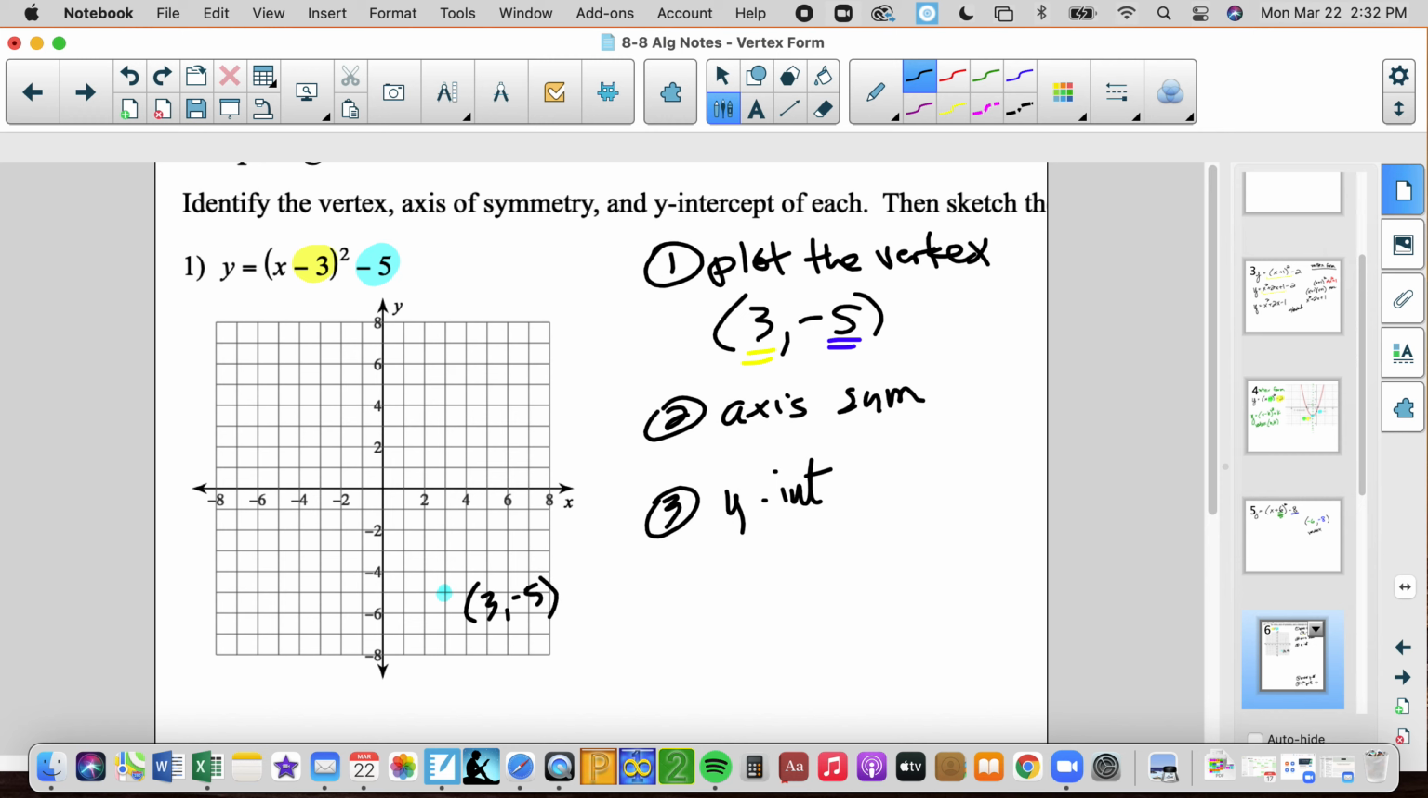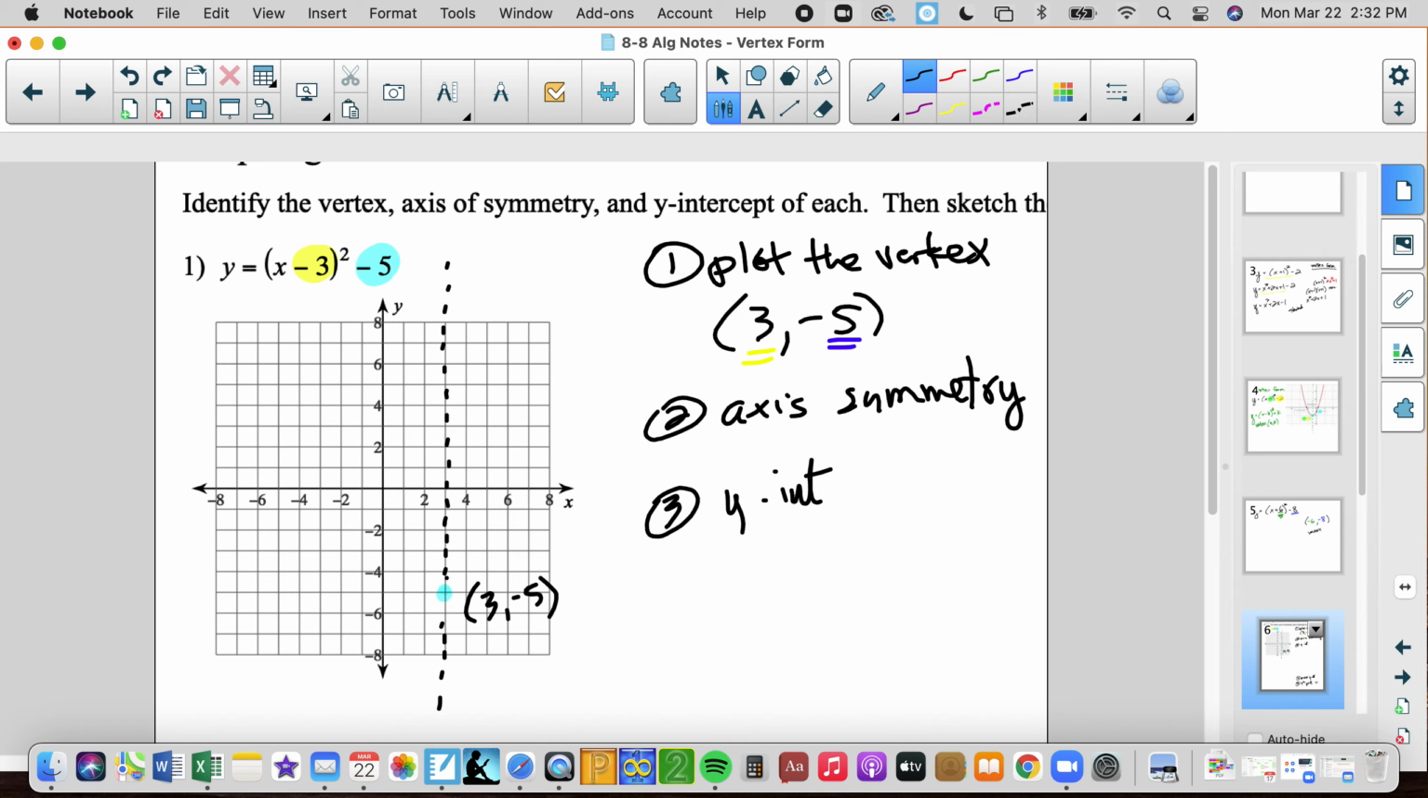What do we also know? So it wants us to plot the axis of symmetry. And what do we know about the axis of symmetry? Well, the axis of symmetry also lies on the same vertical line as the vertex. So we know that we're going to mirror points across that axis. So that's nice. So we're good with the axis of symmetry.